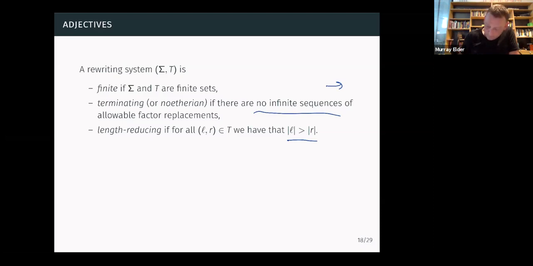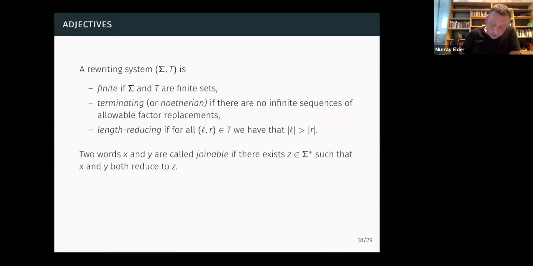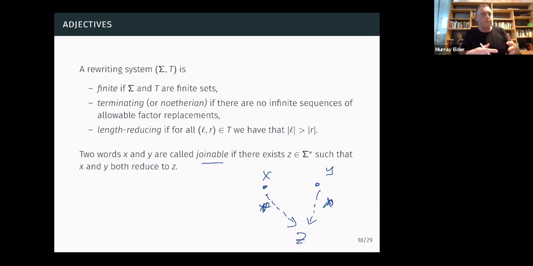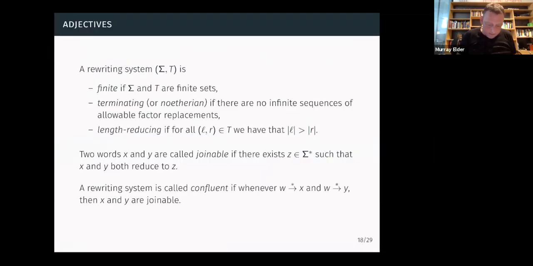Two words are called joinable if you've got X in the alphabet and Y in the alphabet, and you can reduce by a sequence of, oh, we have a symbol for that, reduce to the same word. So you might have two freely unreduced words for some group element in the free group, and you reduce to the same freely reduced word, which would be an example. So joinable, and a rewriting system is called confluent.